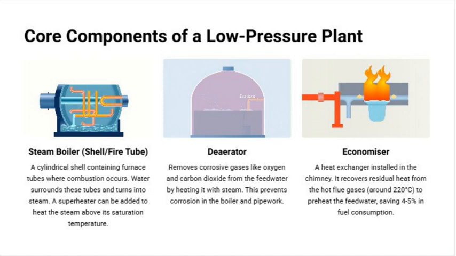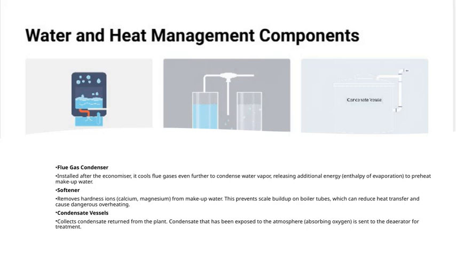Finally, there's the economizer. This is a heat exchanger installed in the chimney. Its job is to recover residual heat from the hot flue gases, which are typically around 220 degrees Celsius. The recovered heat is then used to preheat the feedwater before it enters the boiler, which can save around 4 to 5% in fuel consumption. These components work together to improve efficiency, safety, and longevity of the plant, all while supporting the overall goal of optimizing energy use in low-pressure systems. Now let's take a closer look at the flue gas condenser.